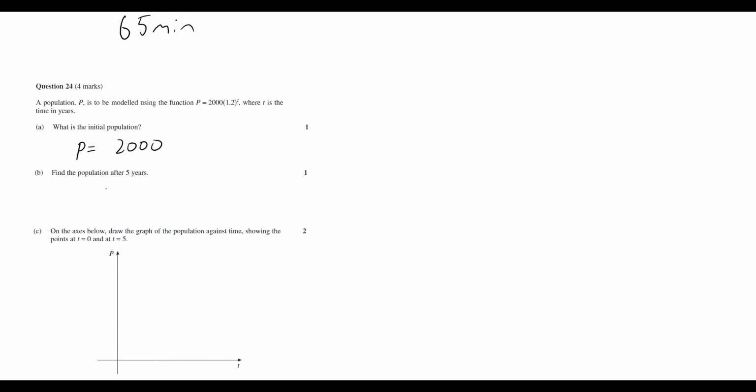Alright, moving on. Part B, find the population after 5 years. All we need to do is set T equal to 5. So our population is going to be equal to 2000 times 1.2 to the power of 5.